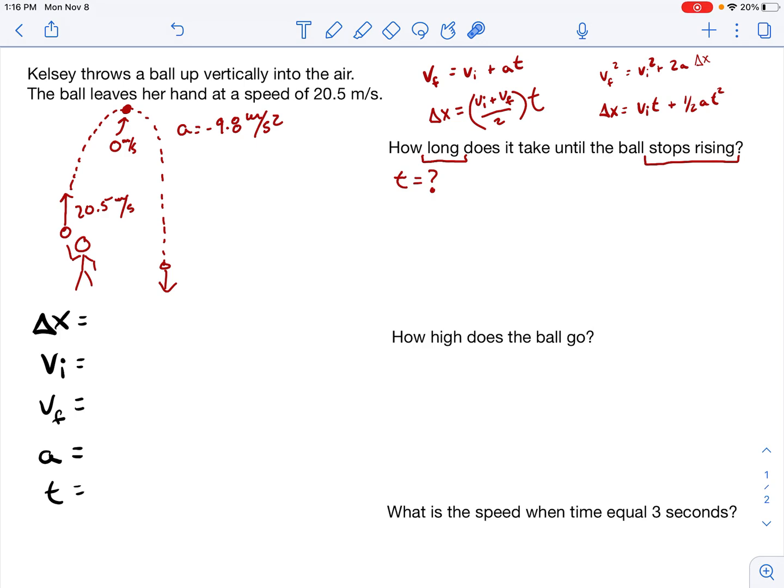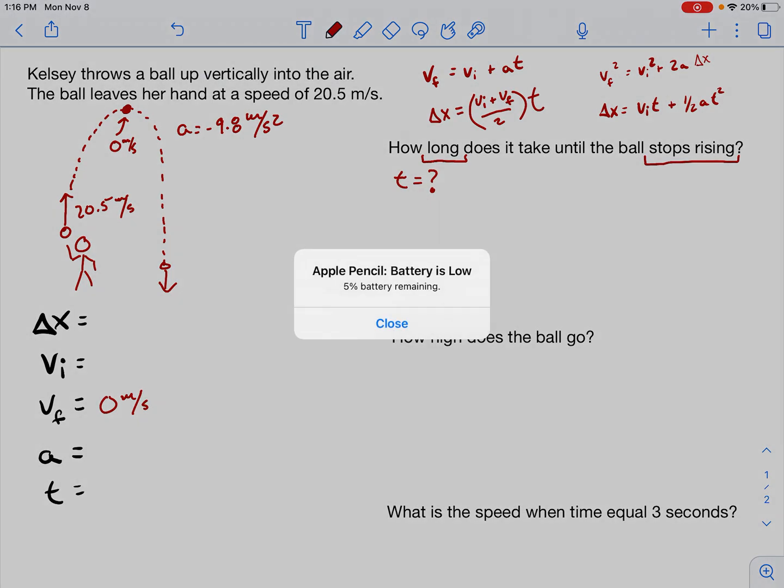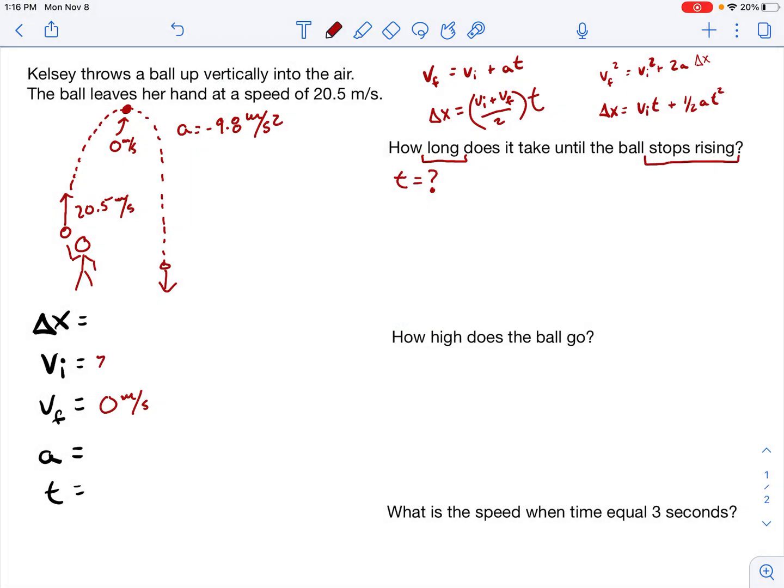Why that's helpful is because we can then use the information of it stopping to help us out. So we can say that the final velocity is 0 meters per second. The initial velocity is 20.5. And then the other information that we know because this is happening on planet Earth is that the acceleration is 9.8 meters per second squared. And what we're looking for in this case is the time.